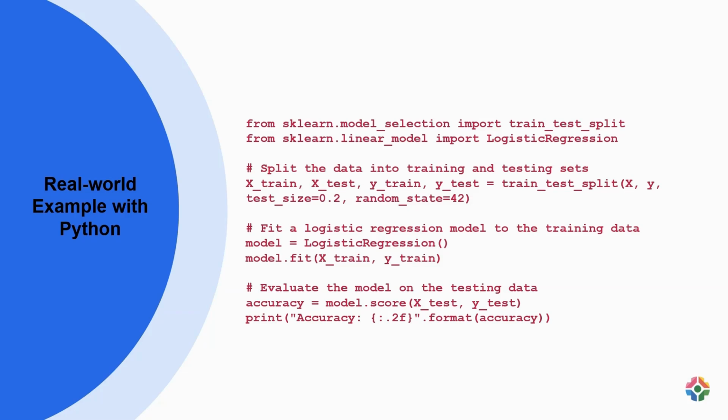3. Create an instance of the logistic regression model using LogisticRegression. 4. Train the model on the training data using fit by passing X_train and y_train to the model. 5. Evaluate the trained model using the testing data by calculating the accuracy with score, passing X_test and y_test.